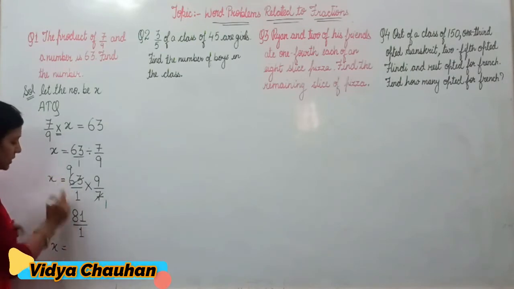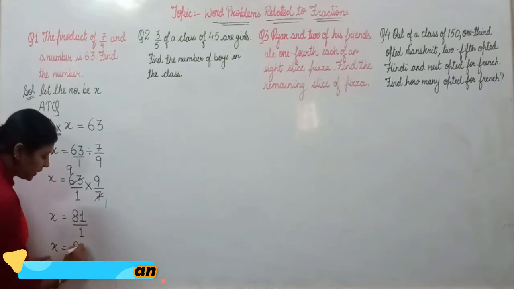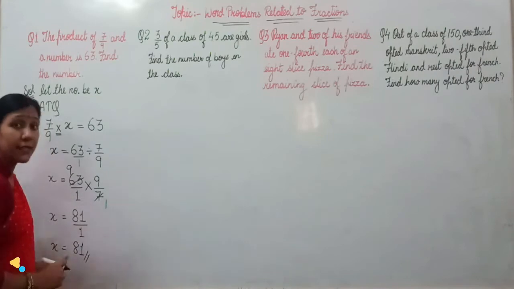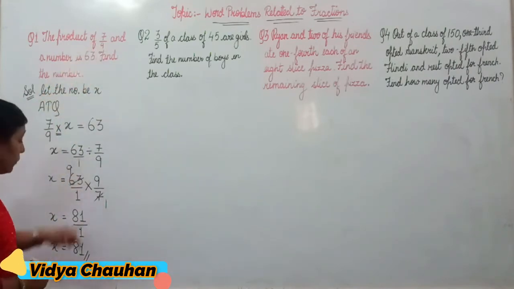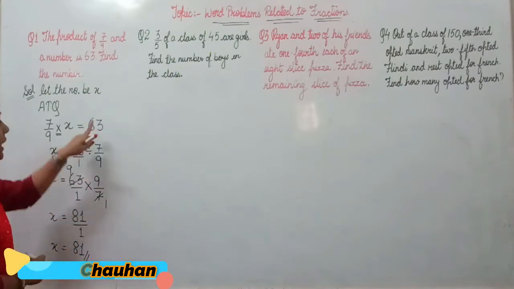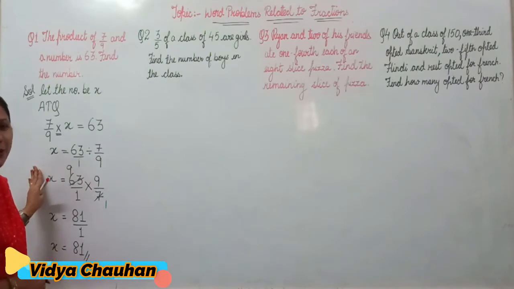Here, as you can see, we have completed our solution and our final answer is 81. It means if I multiply 7 upon 9 with the number 81, I will get the answer 63. I hope this first solution is clear to all of you.